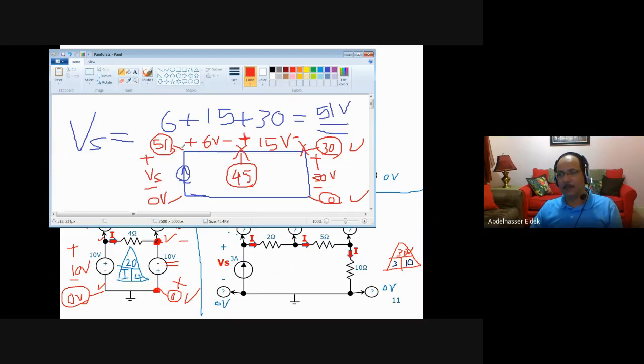Okay. Finally, Vs equals what? Equals 51 minus 0, which is 51. So this is another way to calculate Vs. You either calculate the voltages across elements. You can say 6 plus 15 plus 30, or you can calculate it in this way. It's up to you.